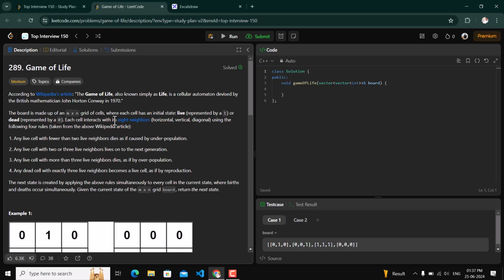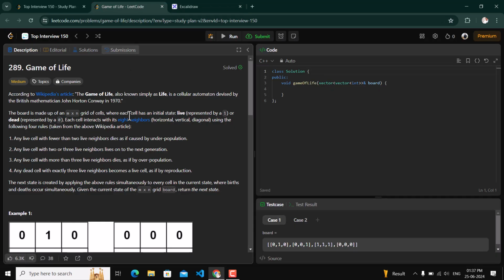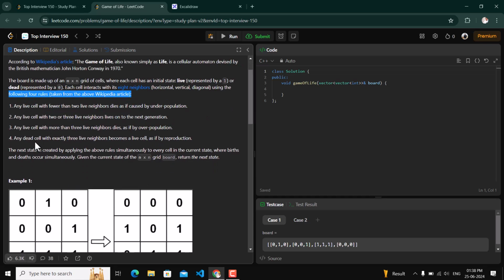Each cell interacts with 8 neighbors. Like in this case, this is the cell, so it interacts with 8 of its neighbors horizontally, vertically and diagonally. Then we have to use the following four rules and determine what will be the next stage of this board. Let's go through them one by one.